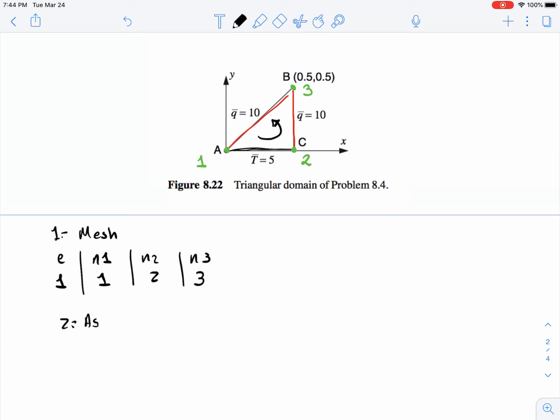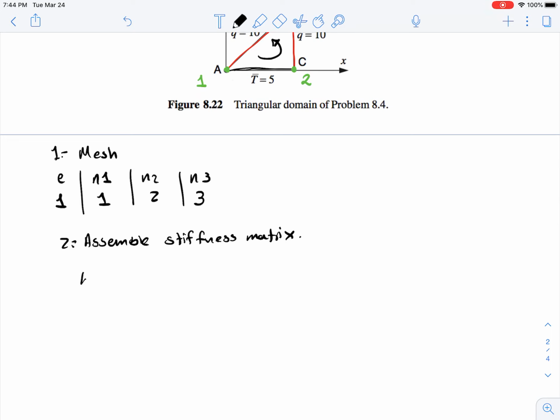Then the second thing that I need to do is to assemble the stiffness matrix. So for element 1, the stiffness matrix is given by the integral over the triangle of B E transpose times the conductivity matrix times BE integrated over the domain. Remember, this is the general definition, so this works for any type of element.